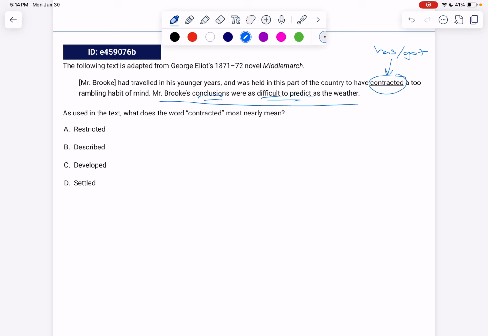Restricted, does that mean has or got? No. Described, does that mean has or got? No. Developed, does that mean has or got? Yes, that could mean that you got it, you developed it, so we'll give that one a check. Settled, that means to kind of kick back. Is that what we wanted here? To kind of lower down or to relax into. So that one does not match our anticipation, so we'll give that one an X. So looks like our answer choice here is C.